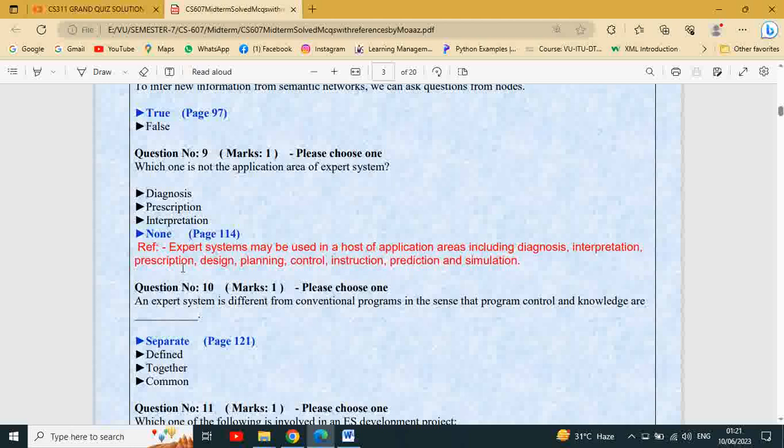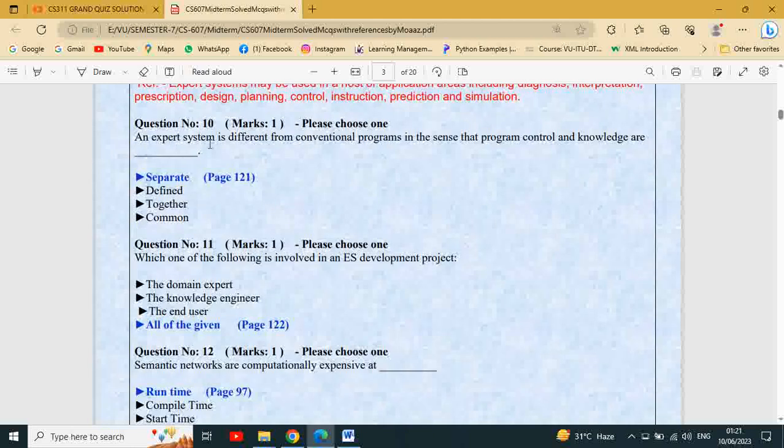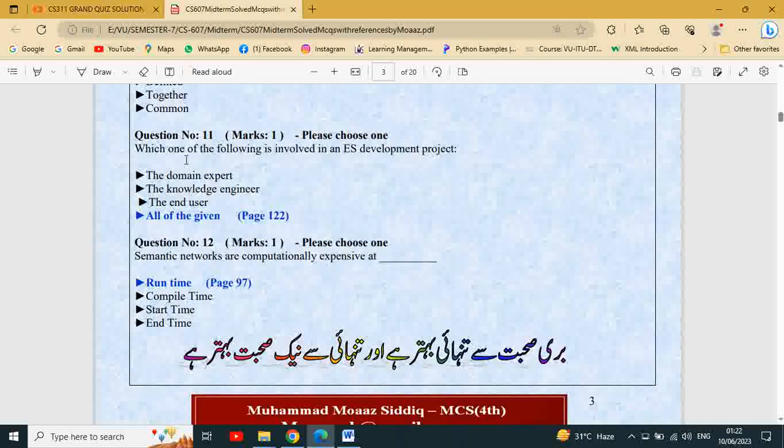An expert system is different from conventional programs in the sense that program control and knowledge are separate. Which one of the following is involved in an expert system development project?